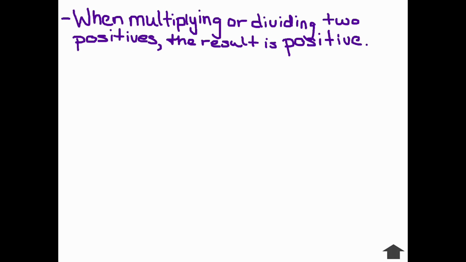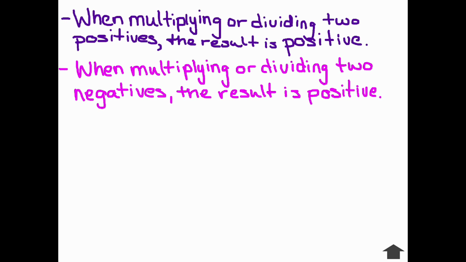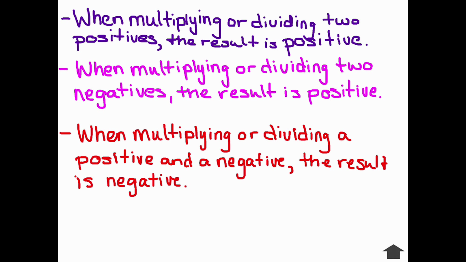Before we get into the division, let's review the multiplication and division rules for integers. First, when multiplying or dividing two positives, the result is always positive. Next, when multiplying or dividing two negatives, the result is also always positive. And finally, when multiplying or dividing a positive and a negative, the result is negative. Remember, our rules for multiplying and dividing are the same no matter which operation we are doing.